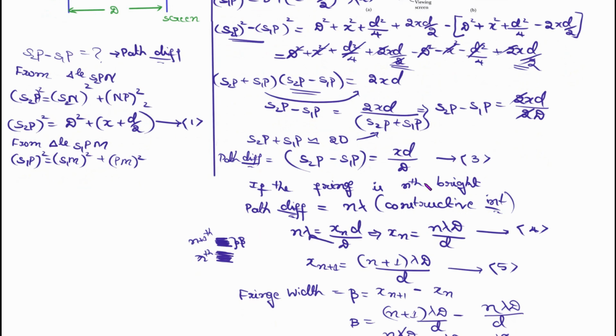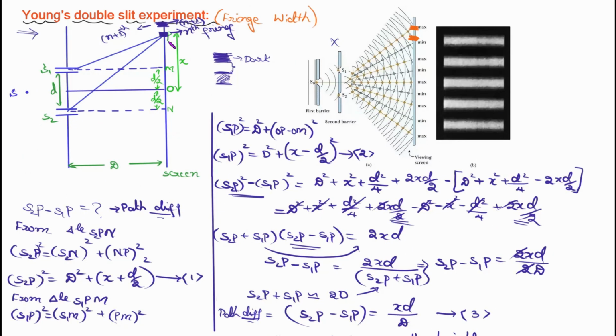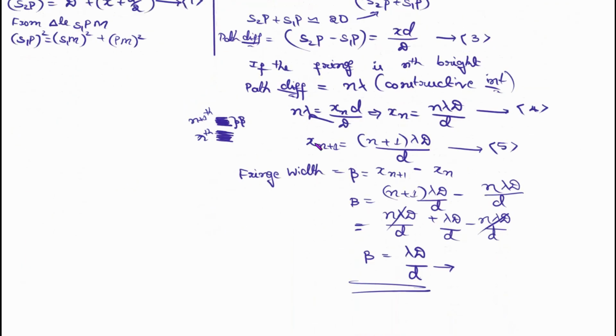If we assume the fringe which we have considered at point P, the fringe which has come at point P, as the nth fringe and nth bright fringe: a bright fringe comes when constructive interference happens, and constructive interference happens when the path difference is n lambda. So in place of S2P minus S1P, substitute n lambda, and since the fringe which we have got at point P is the nth fringe, write subscript n with x. Rearrange this and x_n is equal to n lambda d by d.